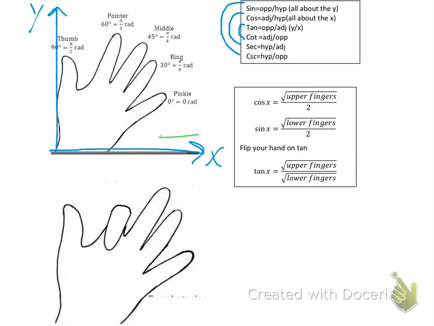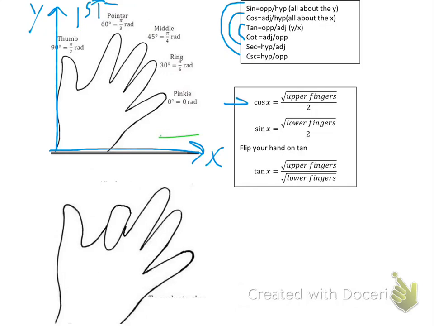Somebody developed this pretty neat little trick, and basically your thumb is 90 degrees, or pi over 2, and your pointer finger is pi over 3, the middle finger is pi over 4, and your ring finger is going to be pi over 6, and then your pinky, if you could stretch it out on the x-axis, would actually be sitting on the x-axis. So your thumb is on the y-axis, and your pinky is on the x-axis. It turns out that all of these so-called reference angles are in the first quadrant.